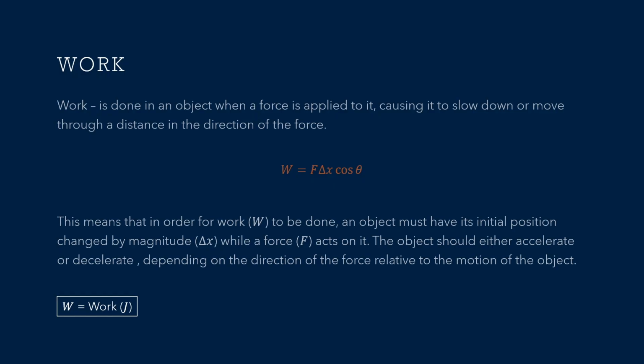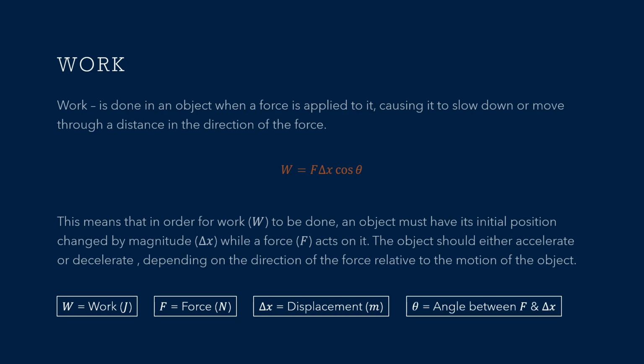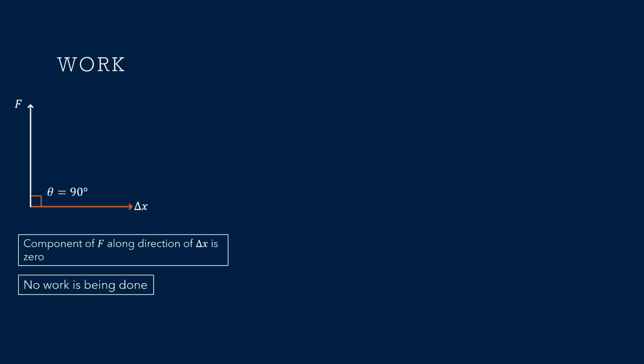And F represents the force in newtons, as I've also mentioned previously, and change in x represents the displacement, which is measured in meters. And finally, theta is the angle between the force and the displacement. Let's take a look at some cases in which work can be done on objects. The first case is when no work is being done on the object. This is when the force applied is perpendicular to the displacement. The angle becomes 90 degrees, and we all know that the cos of 90 degrees is 0, and hence the whole work formula becomes 0.